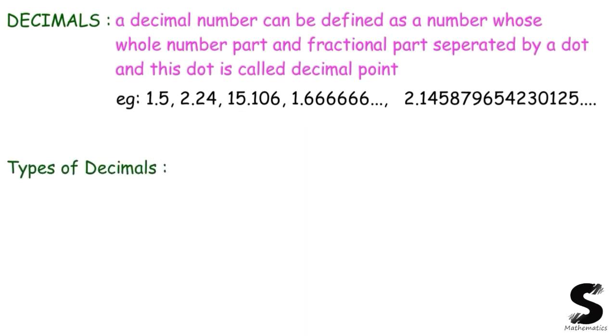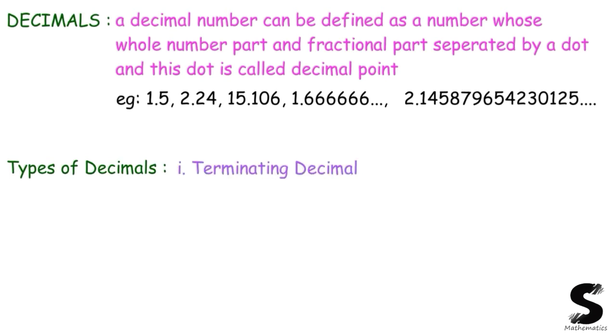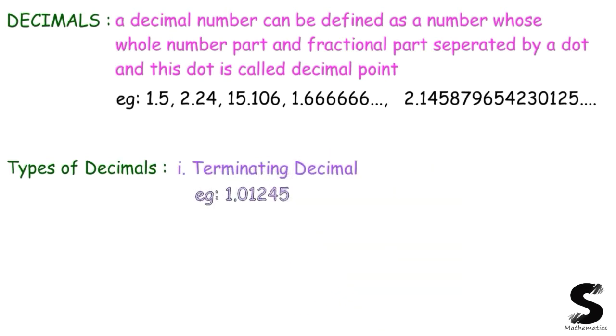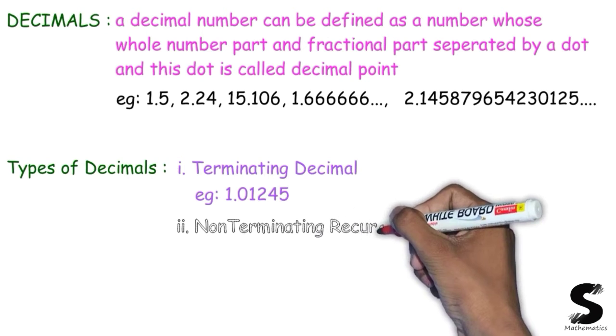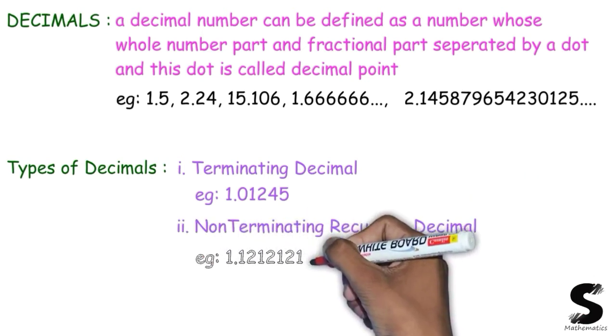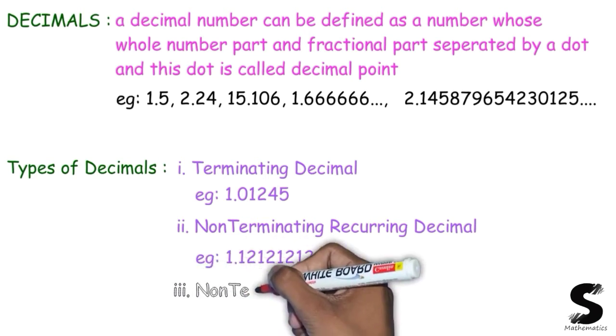Now, types of decimals. The first one is terminating decimal. Example: 1.01245. Here this decimal terminated at 5, so this type of decimal is called a terminating decimal. Second one is non-terminating recurring decimals. Example: 1.1212121212 and so on. Here 12 recurs infinitely, so this type of decimal is called a non-terminating recurring decimal.